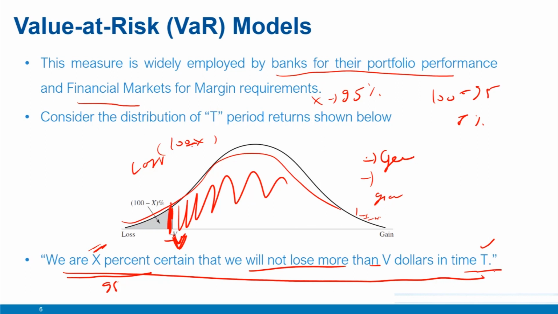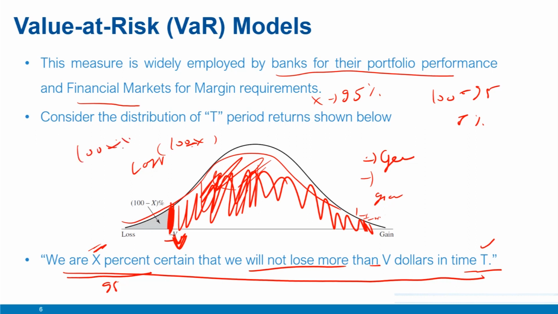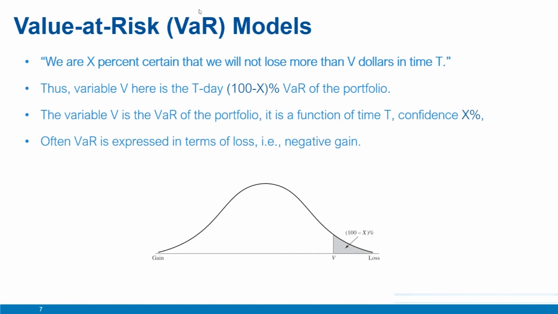T is the time period under consideration, which also means basically this is the area under the curve, which is 95%. So there is a 95% chance that we will not lose more than this value. And what is this V? This is the 100 minus X percentile of this distribution. So we are essentially making a critical statement that we are X% certain that we will not lose more than V in a period of t. It can be daily, weekly, or any time period under consideration.